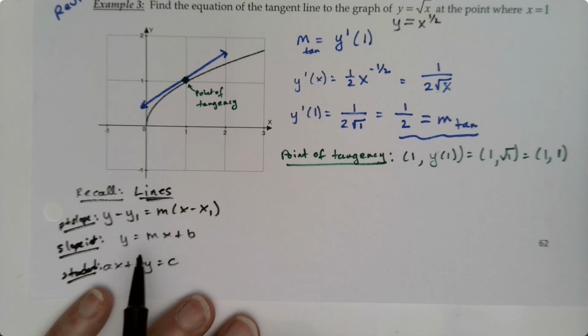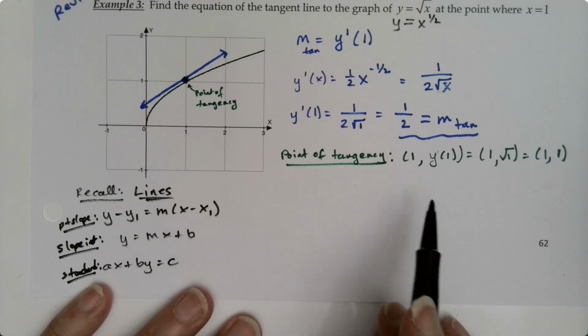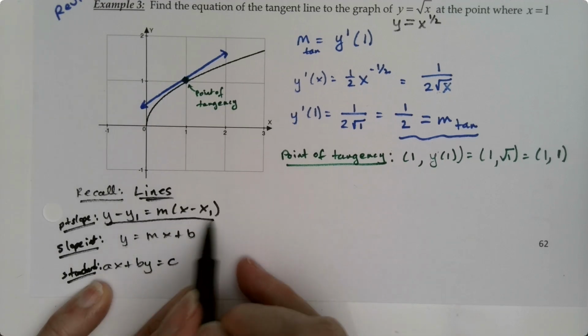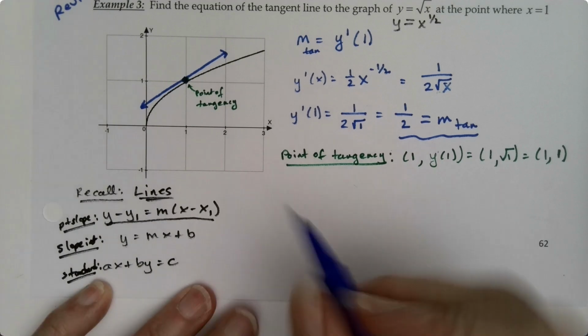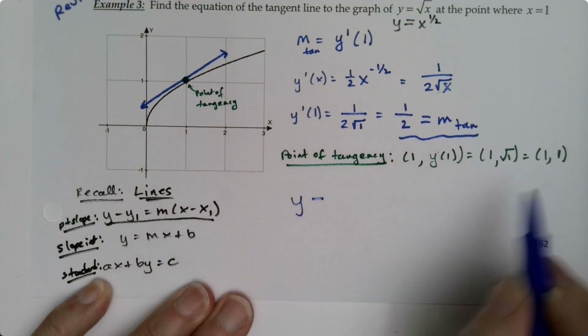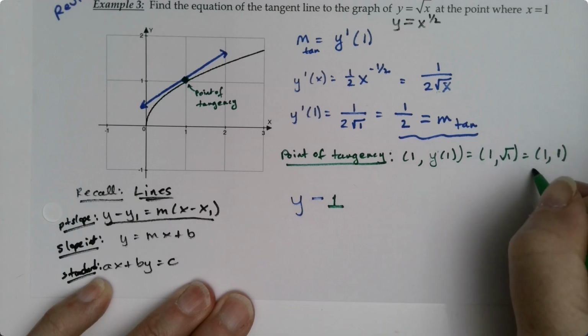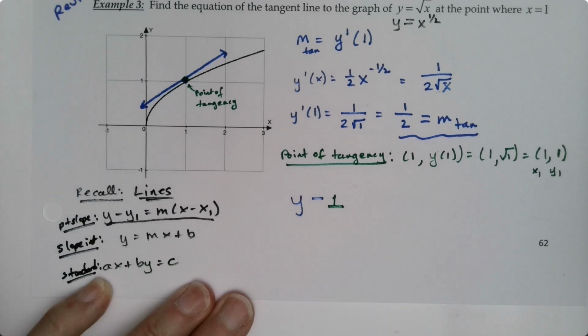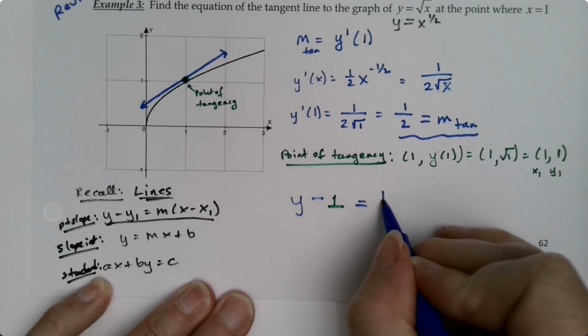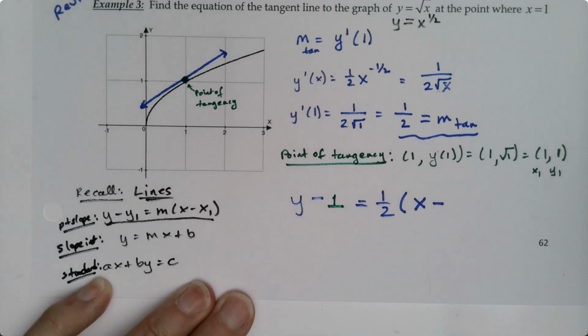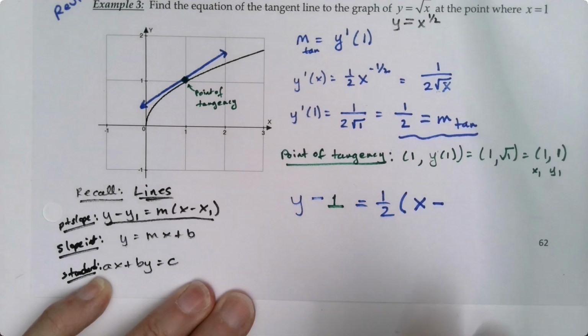In algebra class, we use the y equals mx plus b, but in this case, the y minus y1 would be more useful to us, this one. So we can say, well, y minus y1, which is 1, right? Because what you're doing over here is figuring out your x1 and your y1 for your point. So y minus 1 equals 1/2 times x minus x1, which is also 1.